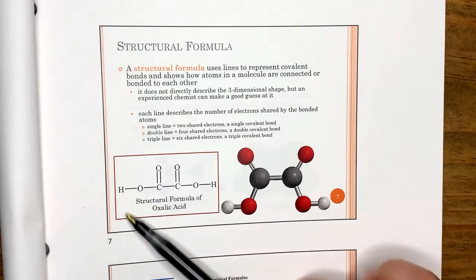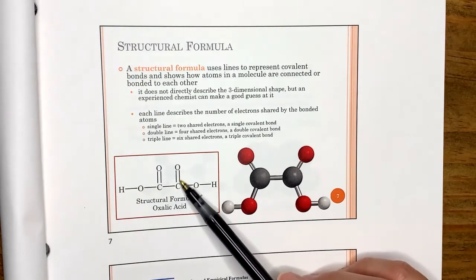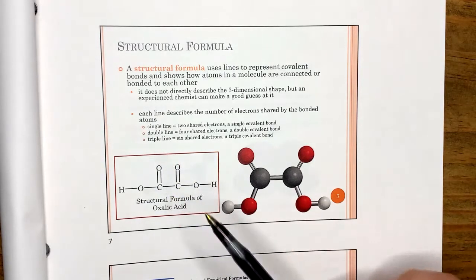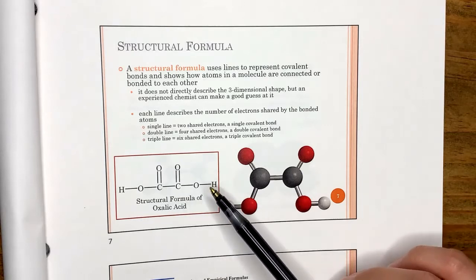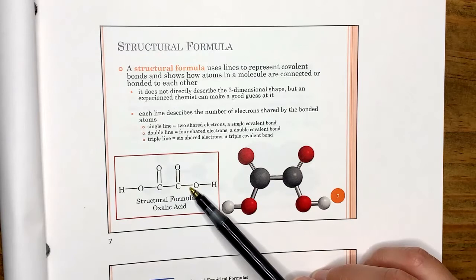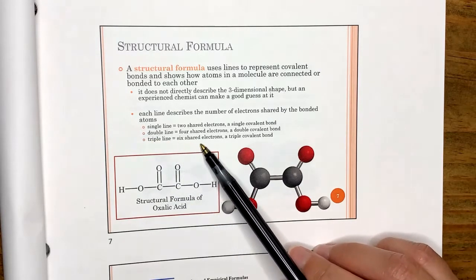On this structural formula here, single lines are single bonds. If you see two lines, that's a double bond. That's a single bond, and if you see a triple line here, that's a triple bond where you have 6 shared electrons.